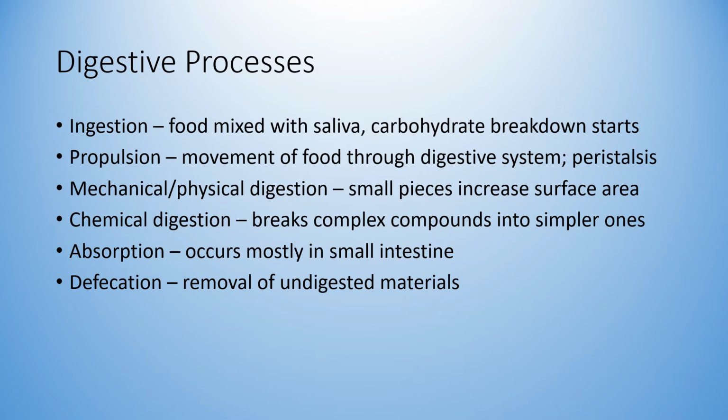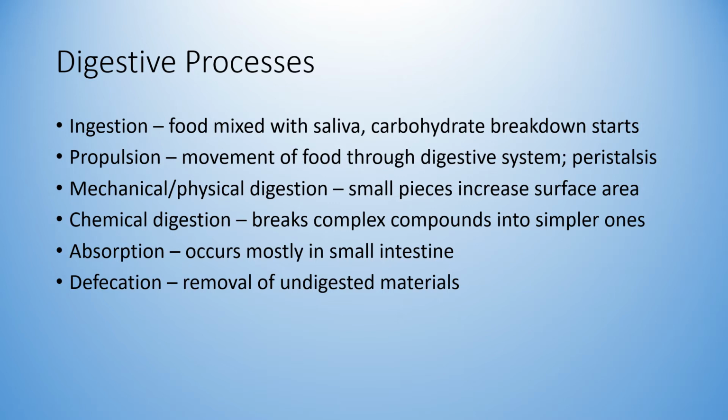So when we talk about digestive processes, there are 6. Ingestion, that's where you're going to take in the food items or drink items. Chew it in your mouth. It's going to be mixed with saliva. This is where carbohydrate, your sugar breakdown, begins. It's actually in the oral cavity, in the mouth. Propulsion, that's going to be the movement of the food throughout the digestive system, moving it from one location to another. This is going to occur by what we call peristalsis.